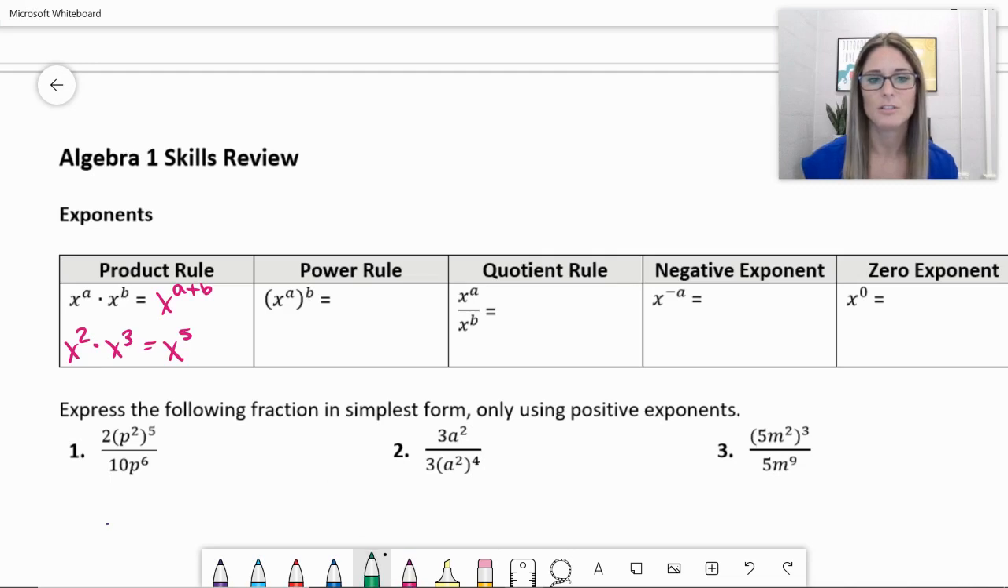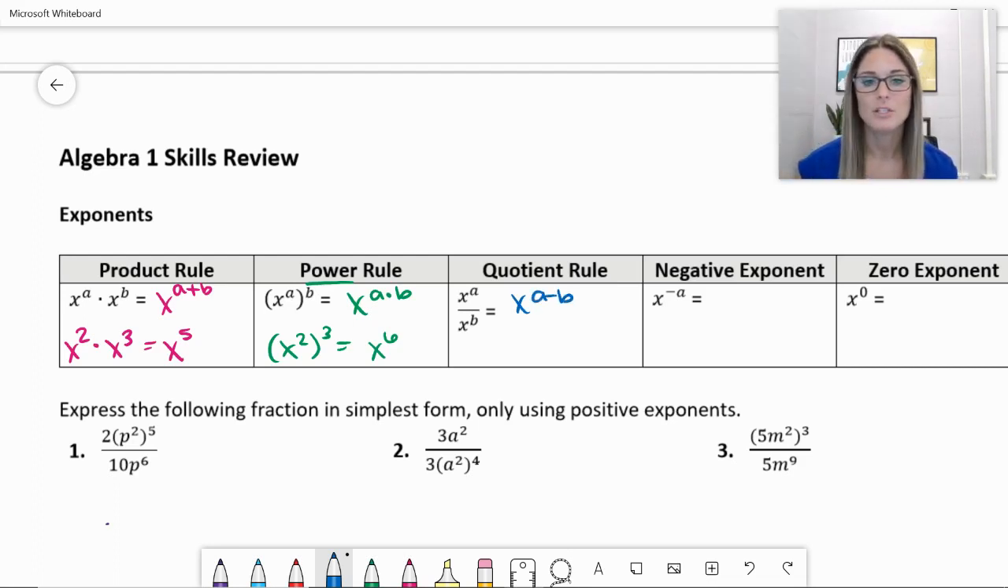Your power rule, so if you have a power raised to an exponent, a power to a power, the way I remember that is it's super powerful. So your rule is you can multiply those two exponents together. So an example, x squared to the third power, multiply those together and get x to the sixth. Your quotient rule, if you're dividing two powers, you are going to subtract, and it is top minus bottom. So let's say we have x to the seventh over x squared. When I subtract that, 7 minus 2, I have x to the fifth as your example.